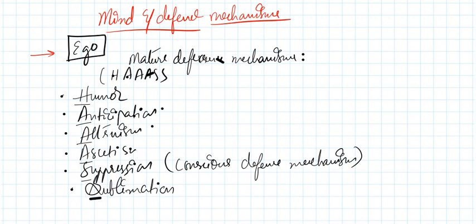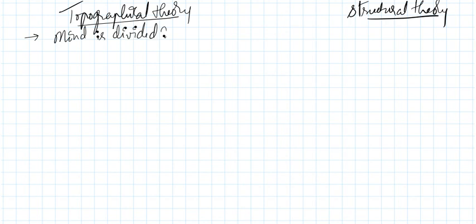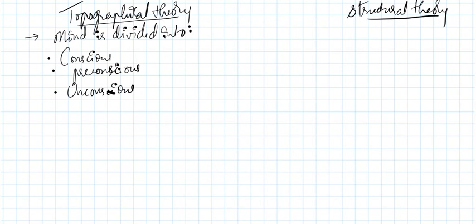Now there are actually two theories for this. First theory is called topographical theory. It was just named like that, nothing much history behind it. And another one is structural theory. See, the name itself denotes their explanation. No need to by heart or mug it up, right? So what is topographical theory? In this, the mind is divided into 3 components: conscious, preconscious, and unconscious. Okay, so that is all about topographical theory.